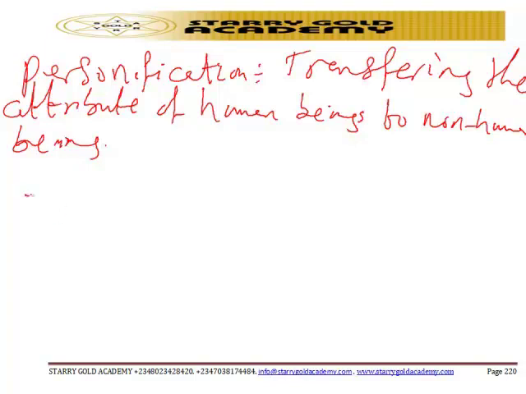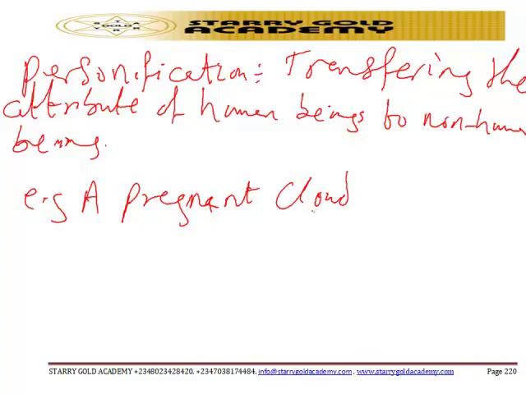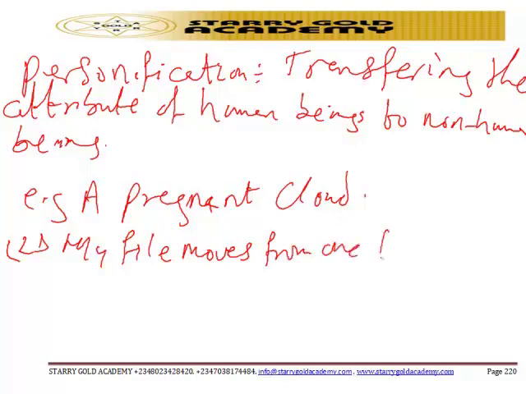For example, you say the trees are dancing, or a pregnant cloud. Pregnant cloud is also a good example of personification. Can a cloud get pregnant? No. He's talking about the fact that it's about to rain. Example number two: my file moves from one table to the other, from table to table. Are you getting it?